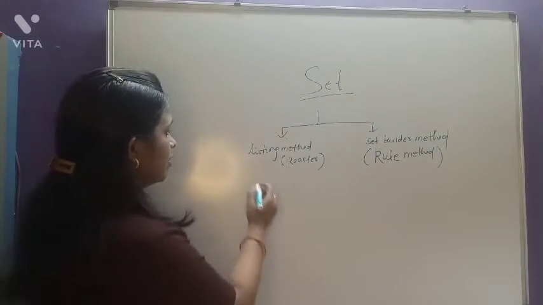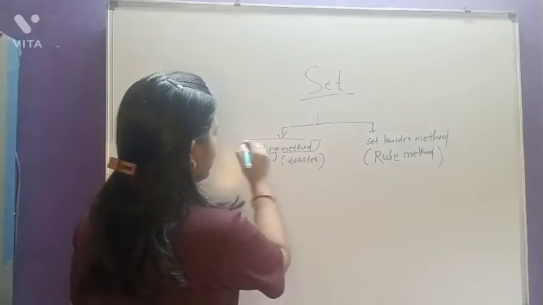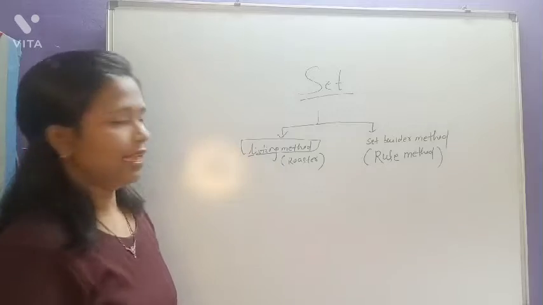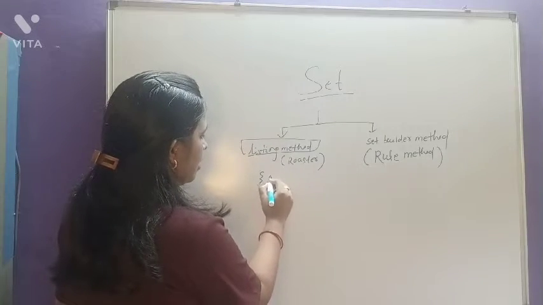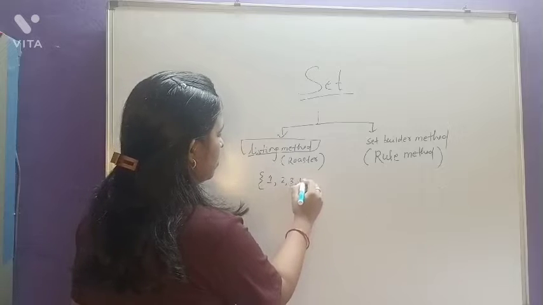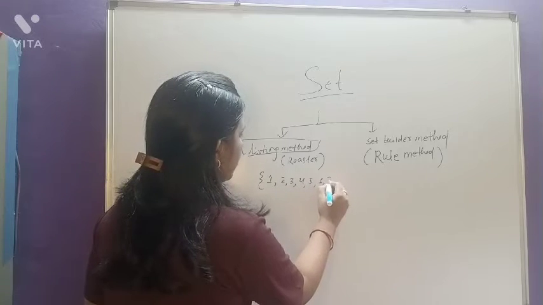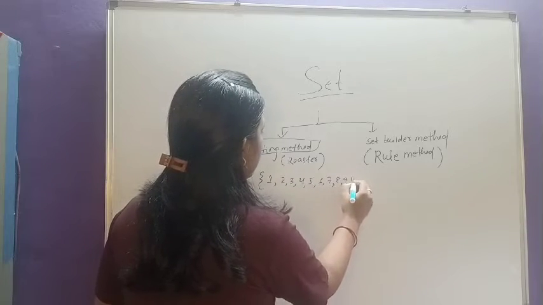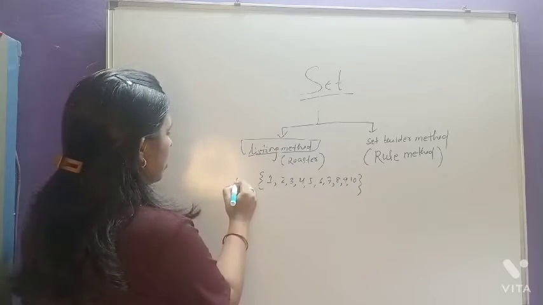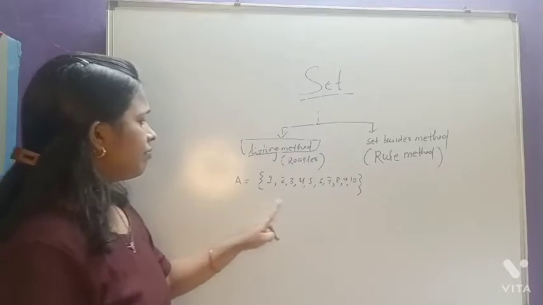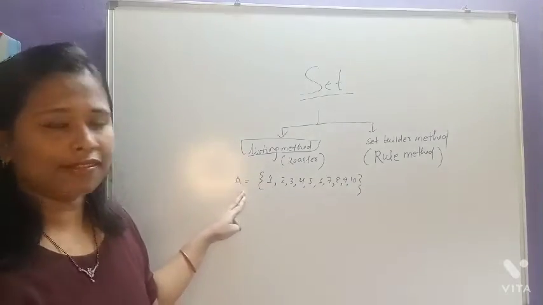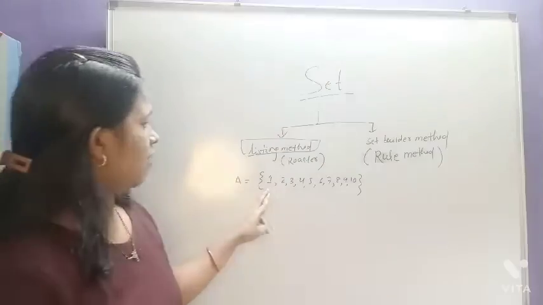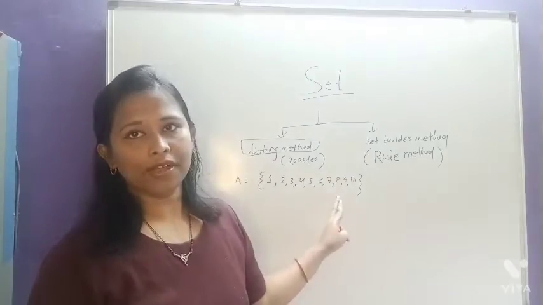So first we will discuss the listing method. Suppose I am writing the first 10 natural numbers. I am writing 1, 2, 3, 4, 5, 6, 7, 8, 9, 10. And I am taking one set. I am giving the name of this set as set A, and this is the first 10 natural numbers.